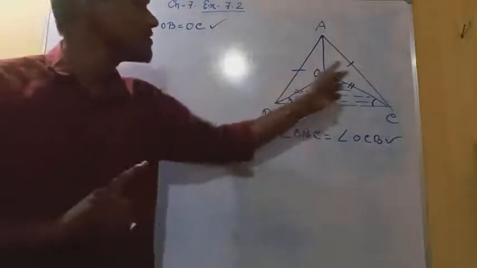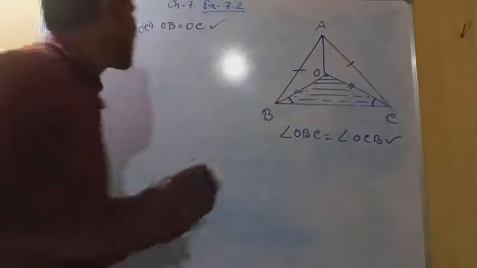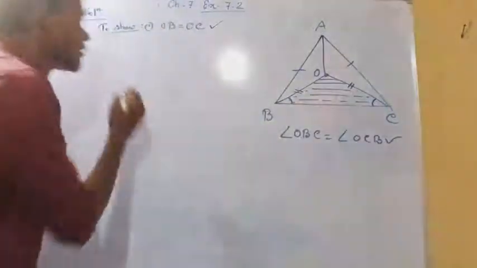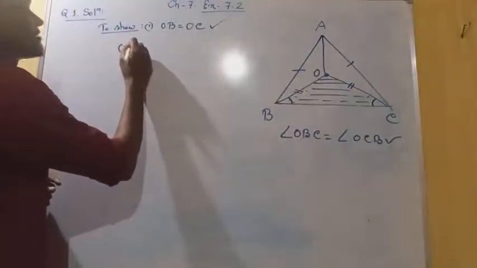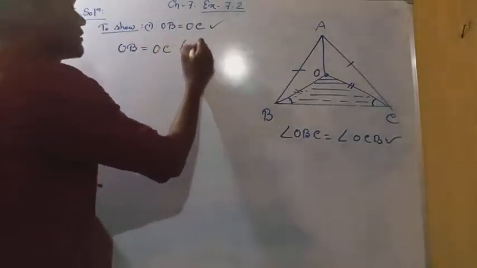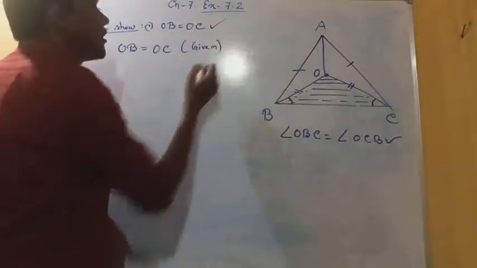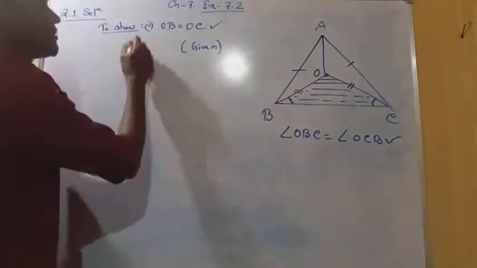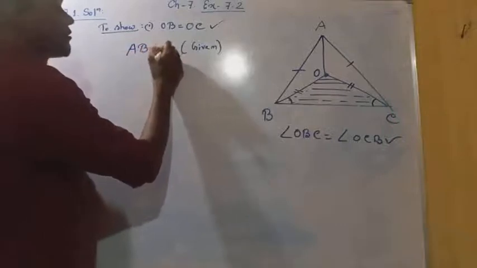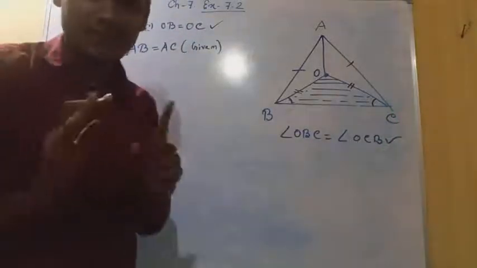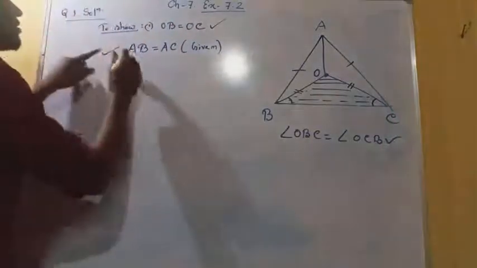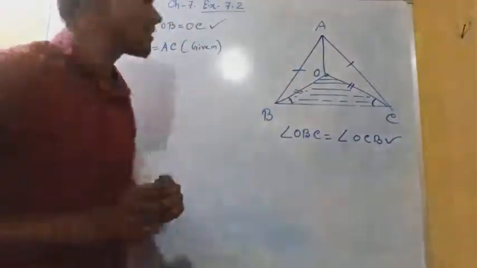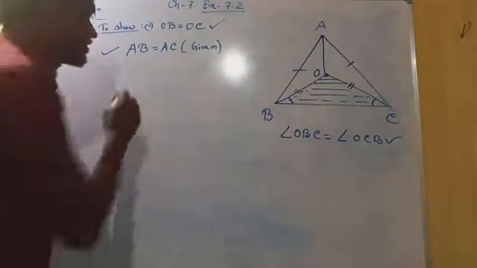It is given that AB side is equal to AC side, right? So start from that. I'm talking about the showing procedure. Given AB is equal to AC. If in a triangle two sides are equal, look at the two sides which belong to triangle ABC. We all know if in a triangle two sides are equal, then their opposite angles are also equal.